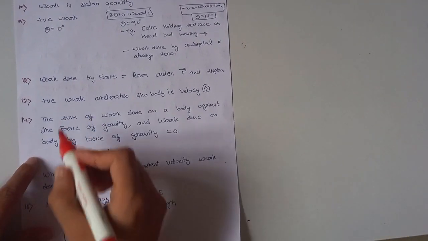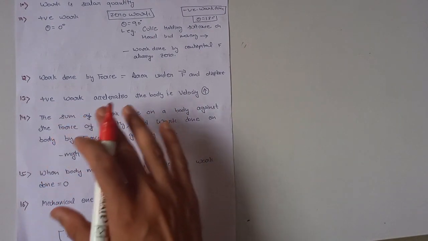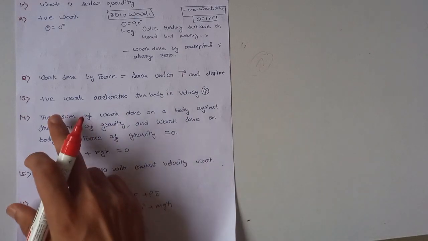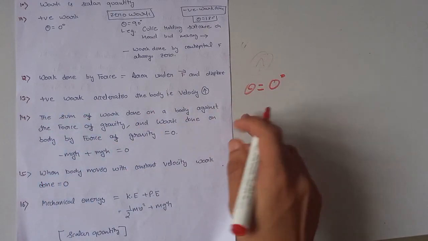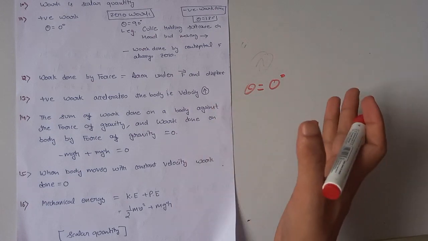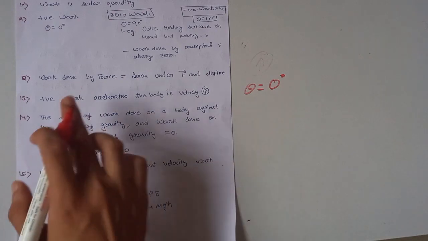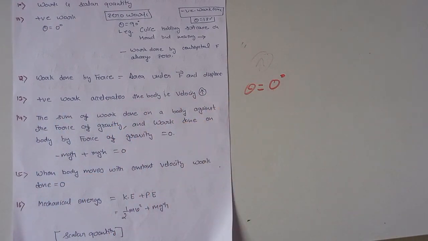Our next key point is positive work accelerates the body. Positive work accelerates the body and it increases velocity. Positive work is when theta between force and displacement is 0, that is force and displacement are in the same direction, then that work done is called positive work done. This positive work done accelerates the body and increases velocity.